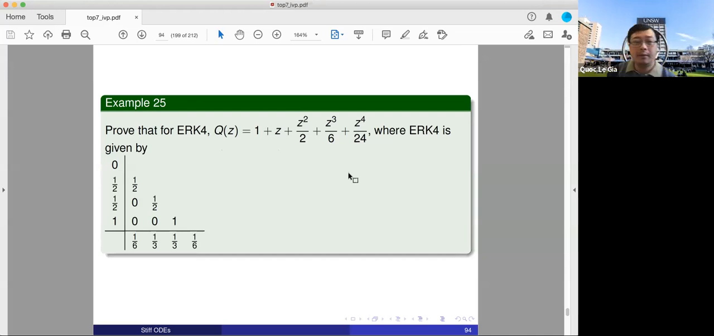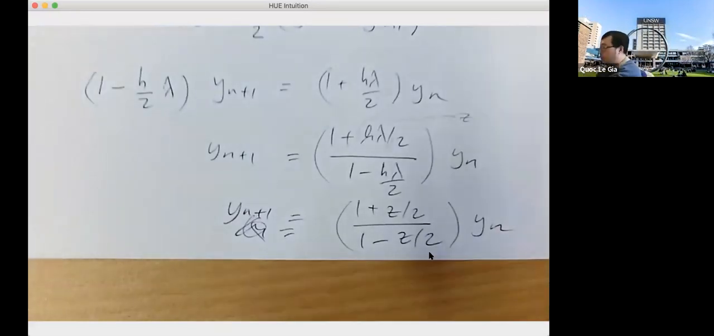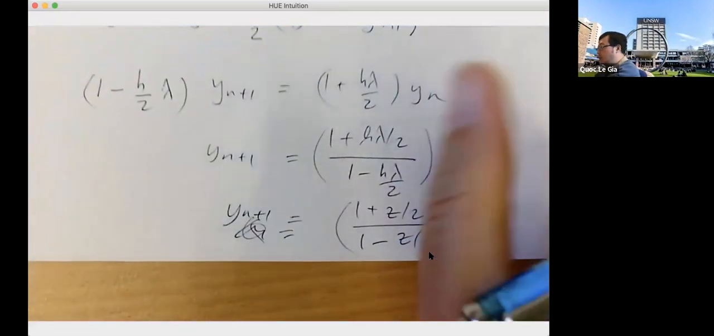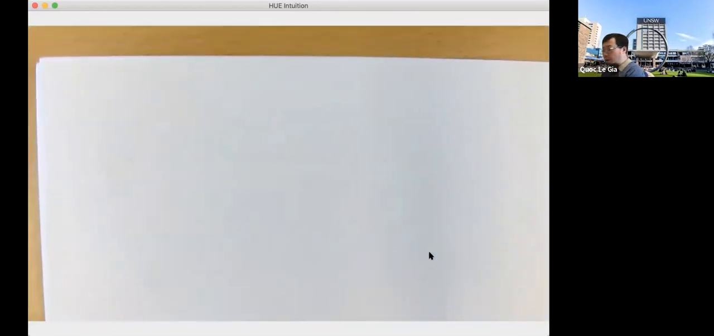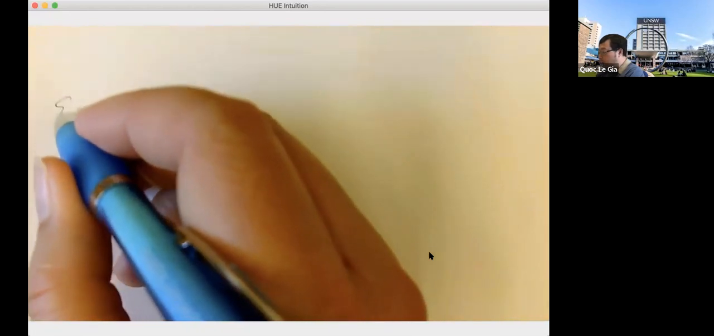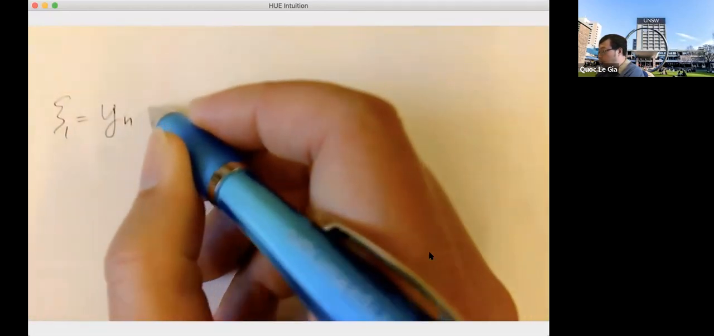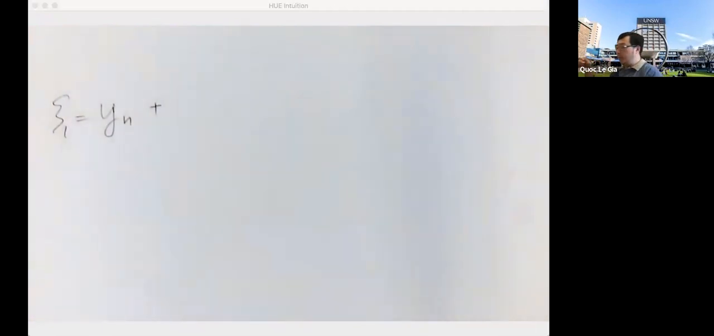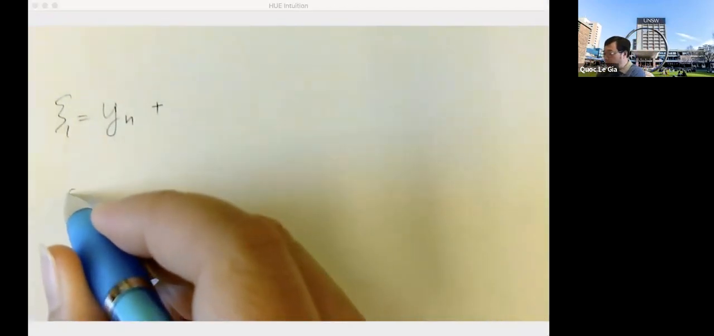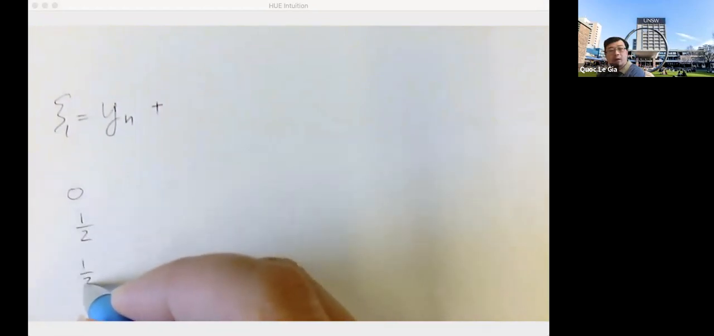Remember the Runge-Kutta method of order 4. By now you're familiar with this method. If I write down the formula, I should have psi 1 is yn plus, and if you remember the table, let me write down the table again. We just copy out the table again.